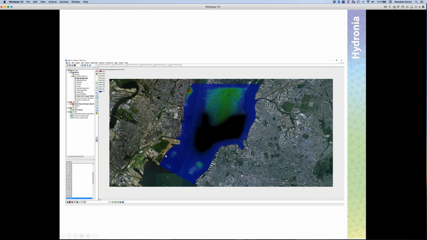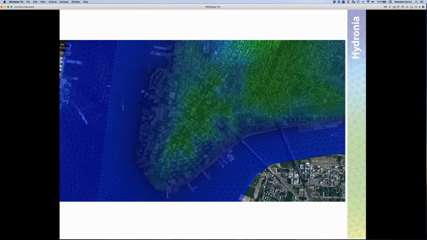We decided to use a relatively coarse mesh in the Hudson River and the East River, but we wanted to illustrate how you can have more detail just by refining the mesh in the areas that are more sensitive to your study. This is the detail of lower Manhattan. We decided not to include the Brooklyn area or some other areas, as we wanted to focus here. But you can also create a mesh that extends to this area very easily.